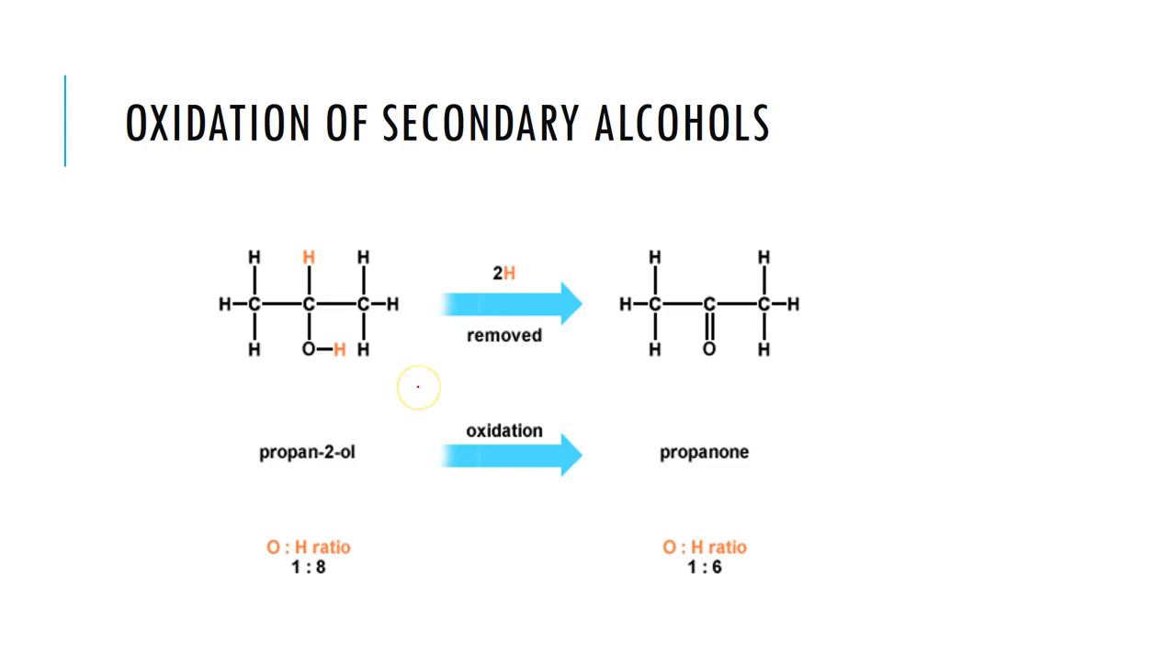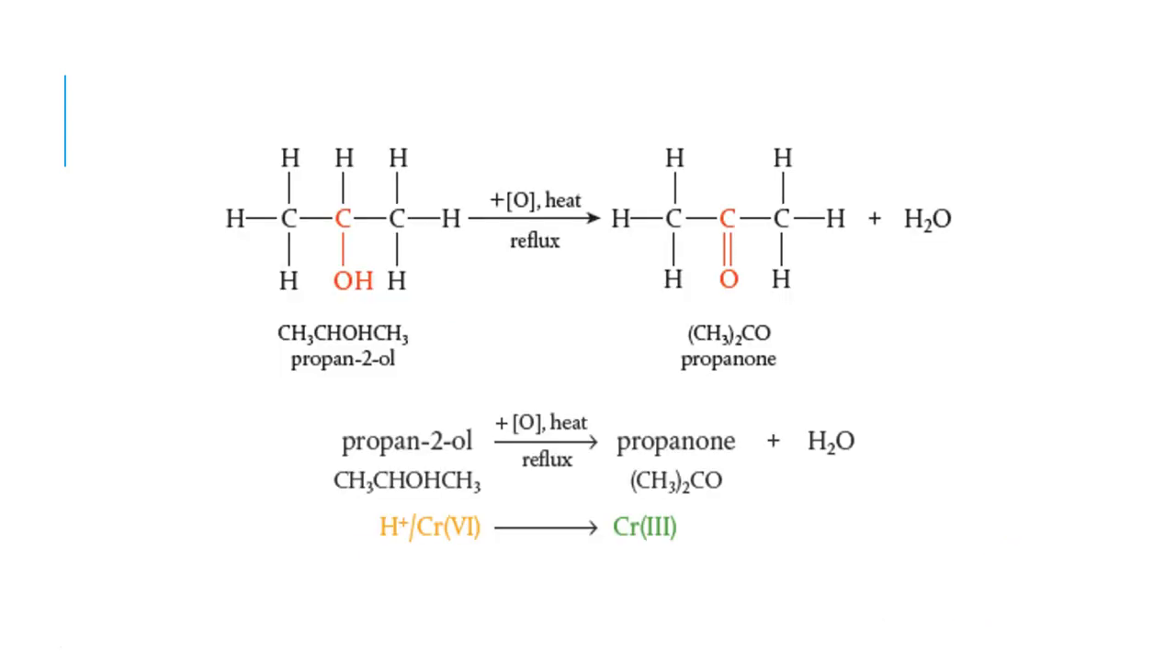Going back to looking at hydrogens being removed, we can see that we've removed 2 hydrogens. We haven't added any oxygen this time, but we have gone from a hydrogen-oxygen ratio of 1:8 to 1:6. So because we've decreased the number of hydrogens, oxidation has occurred in this case. And then showing again if we have propan-2-ol, our alcohol in the middle of the chain, oxidation, heat and reflux, we will form propanone and then get water as a byproduct.